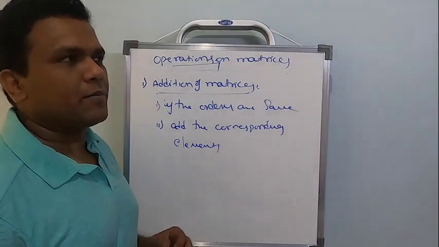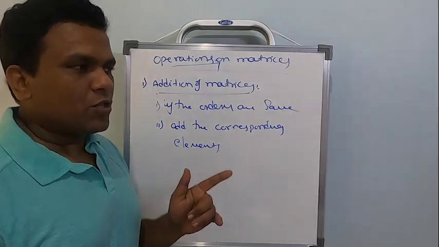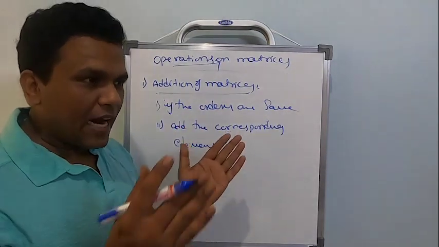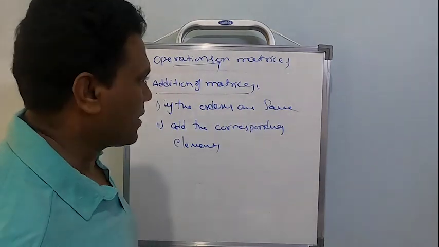I told you the corresponding element means, in first matrix if I take first row second column element, then in second matrix also I should take first row second column and add up these two. That is the meaning of corresponding elements. Just keep in mind, right?